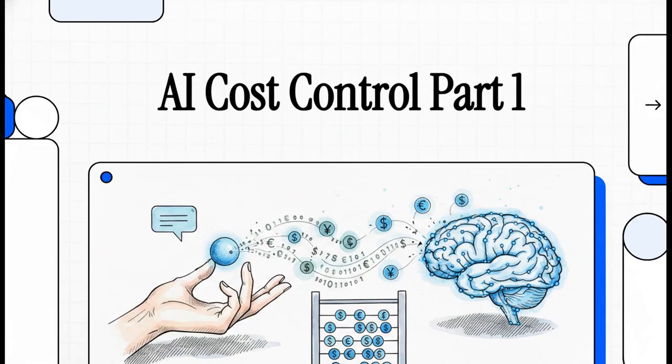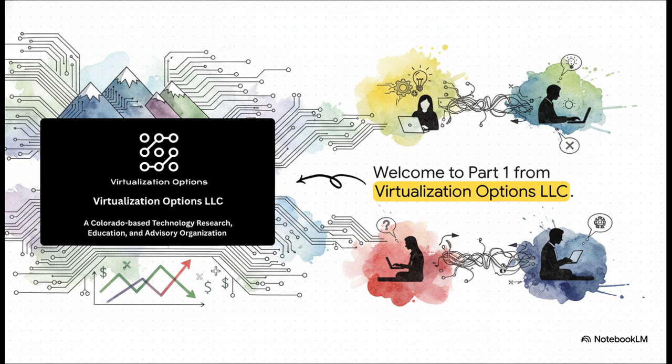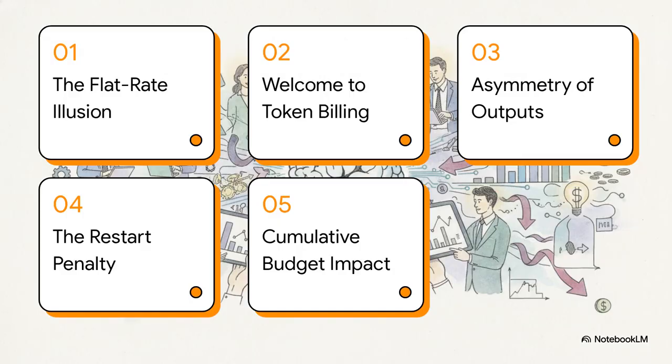This whole series comes to you from Virtualization Options LLC, a Colorado-based technology research, education, and advisory organization. Our absolute, explicit goal with this specific module is to permanently shift your mental model of how AI actually costs the company money. We want to empower you, the employees, to learn exactly how your daily AI habits can either cost or save your organization some really significant amounts of money. And honestly, it all depends entirely on how you choose to use it. Okay. Let's dive into this.